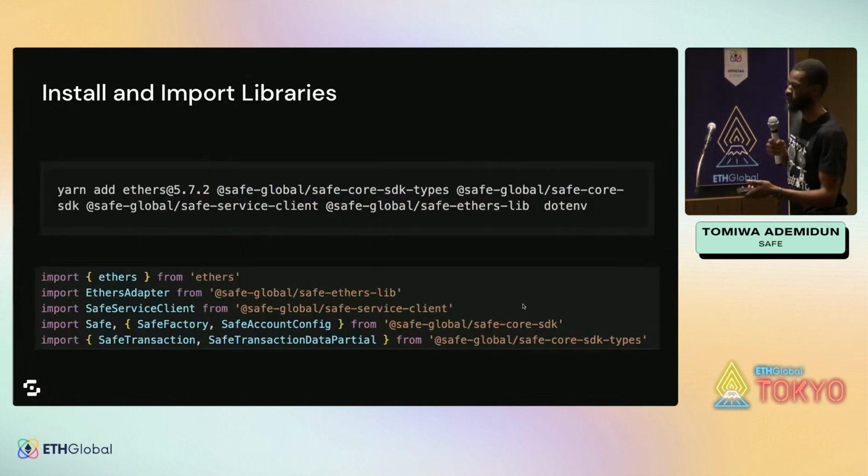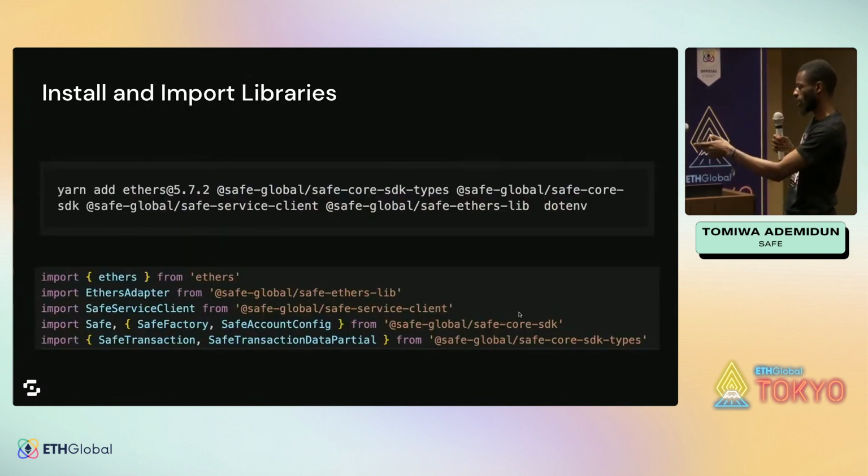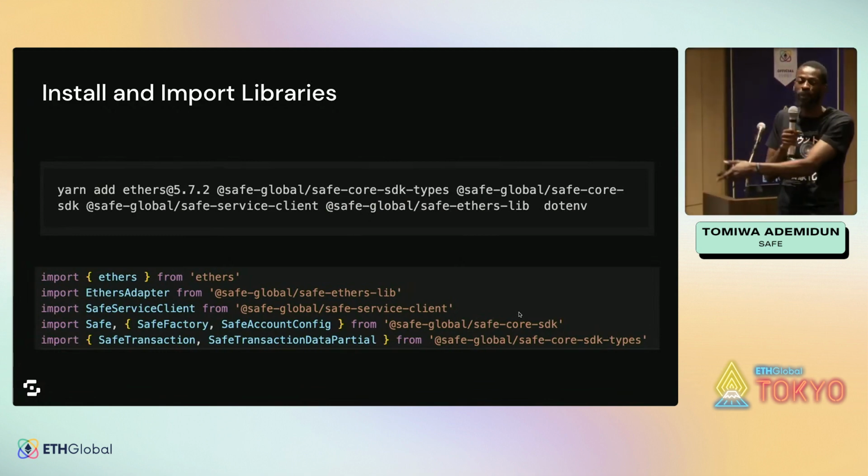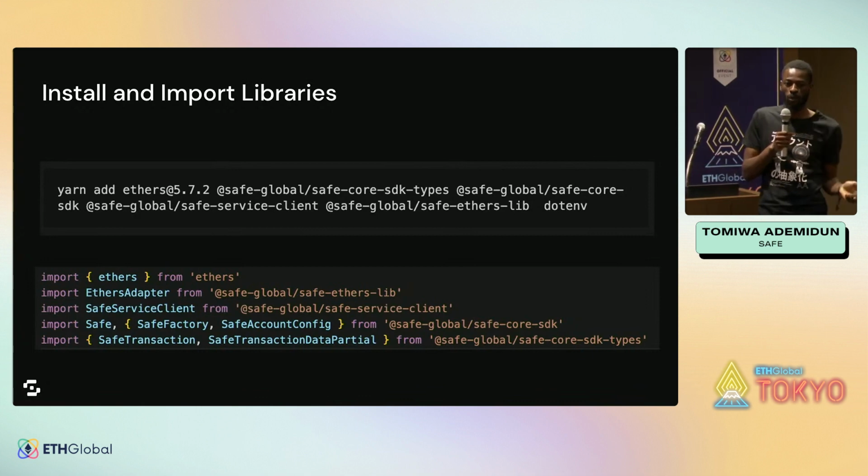Then you want to basically start using the regular packages. So this is actually outdated. We're not using Safe Service Client anymore. This just changed like literally a couple of days ago. So it's API kit, not Safe Service Client. And it's going to be protocol kit, not core SDK.